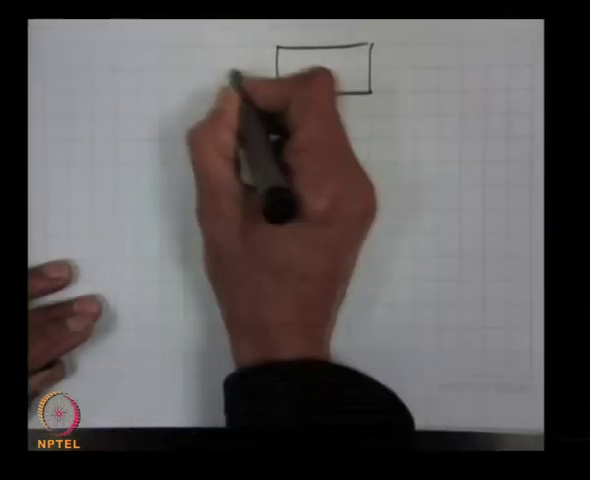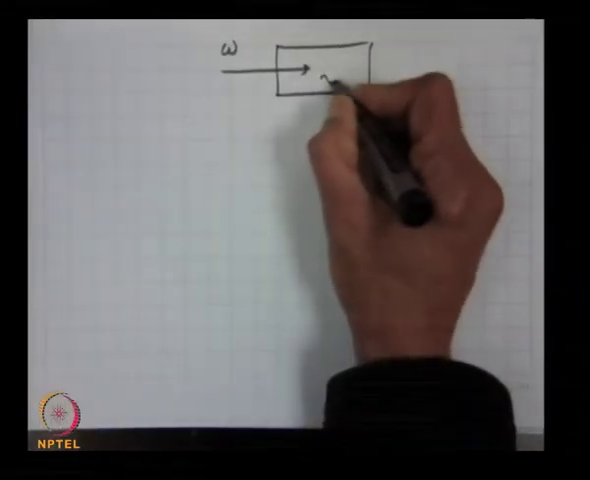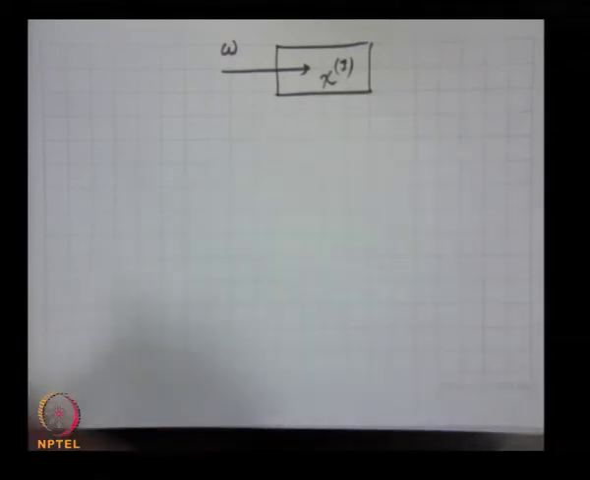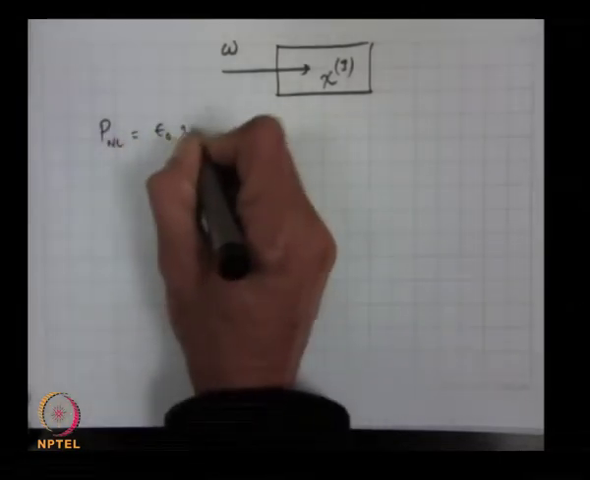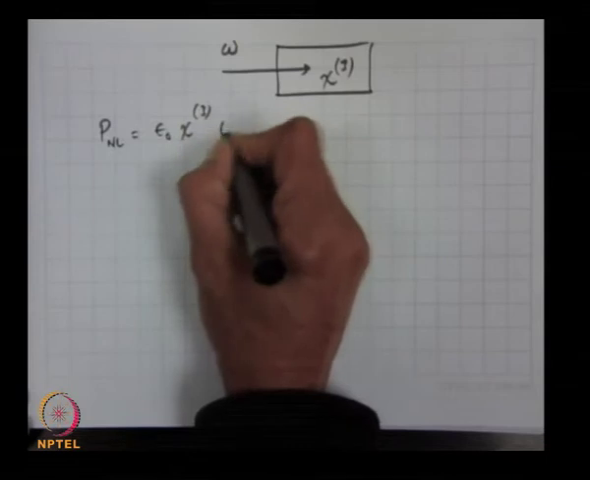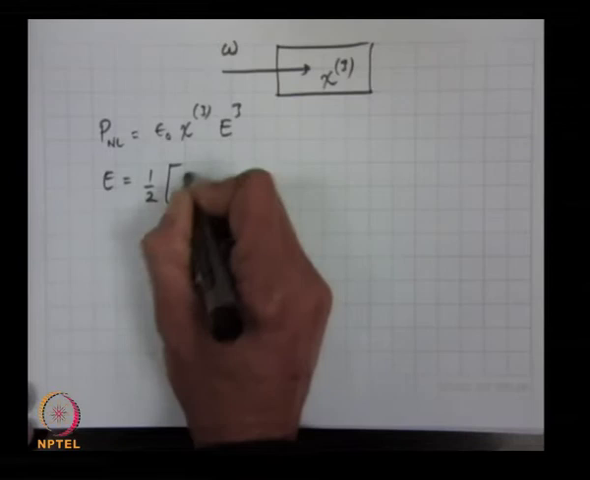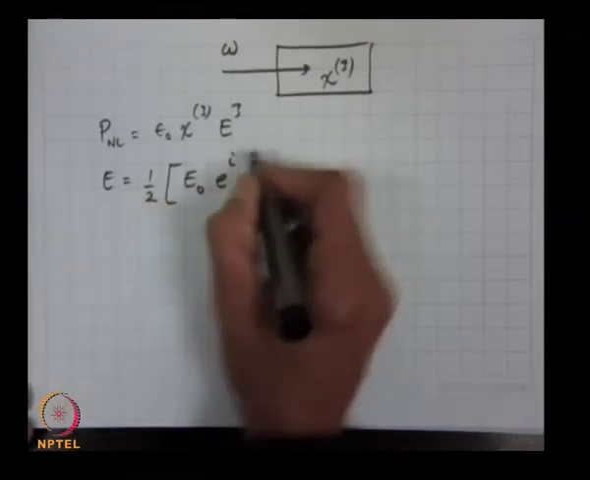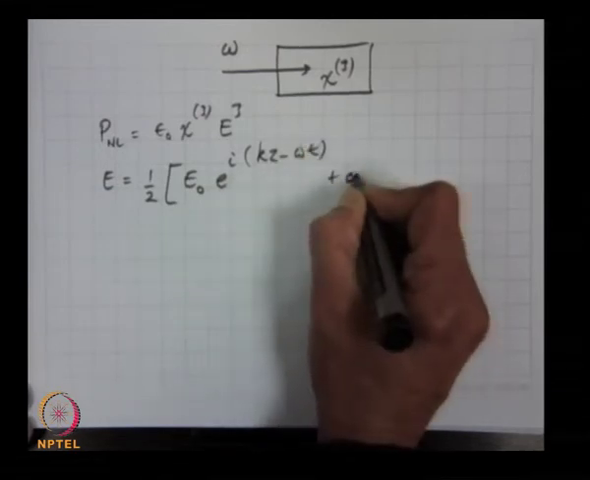So the first thing, just like we did for second harmonic, let's start with a medium and launch a wave at frequency omega. This is the medium possessing chi 3. There is no chi 2, there is no d element here. So the nonlinear polarization is epsilon 0 chi 3 E cubed. E is the electric field, which is half E0 exponential i (kz minus omega t) plus complex conjugate.